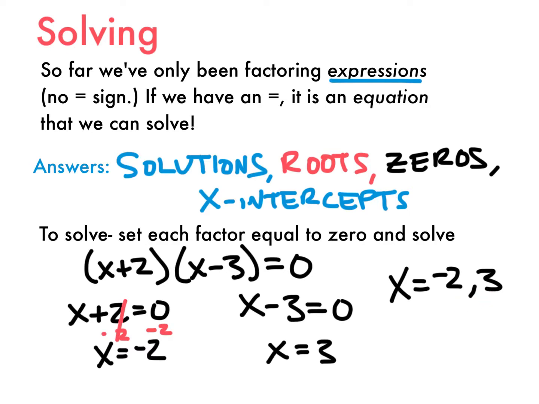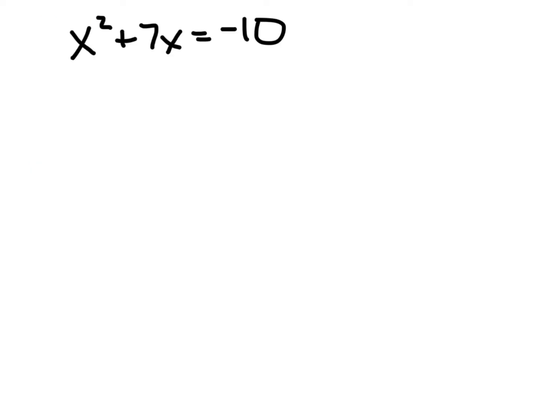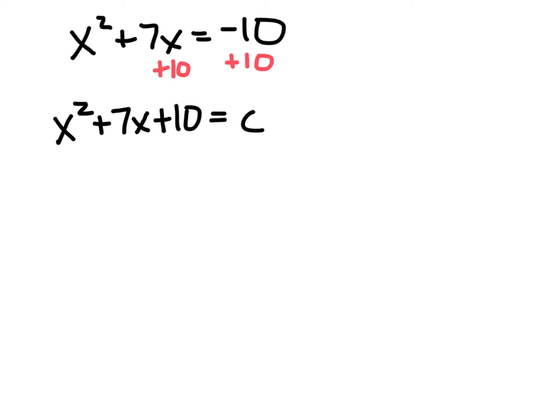So let's try that. And so here we have x squared plus 7x equals negative 10. So yeah, this looks a lot different than what we've seen before. The very first step is to set it all equal to 0. So I'm going to have to add 10 to both sides. Now I've got my whole quadratic by itself. X squared plus 7x plus 10 equals 0. All right, now I'm going to factor this side.